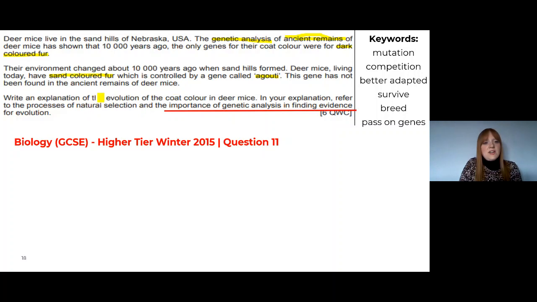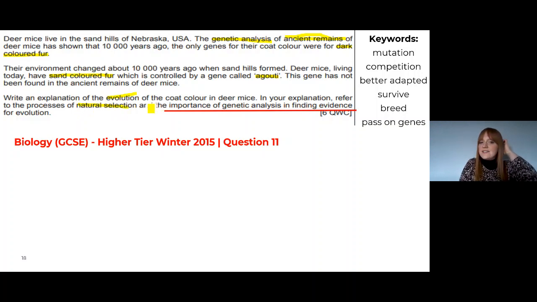Write an explanation, here it is again, of the evolution of coat colour. Okay, so we're talking about how they went from dark to sand colour. Now this question, the reason why I've put this one in is because it says in your explanation, refer to the process of natural selection, which we're going to do with our 4 questions.